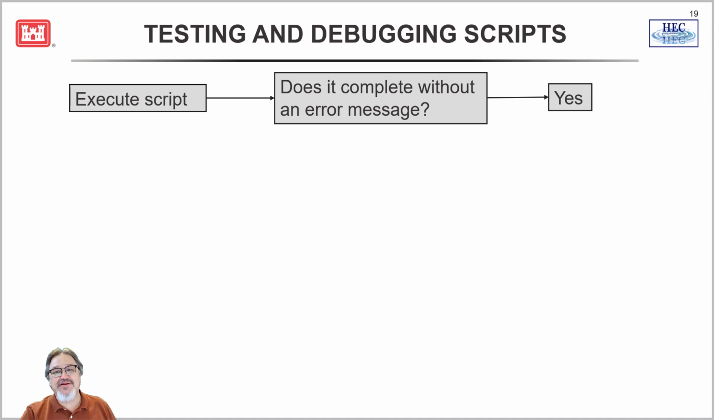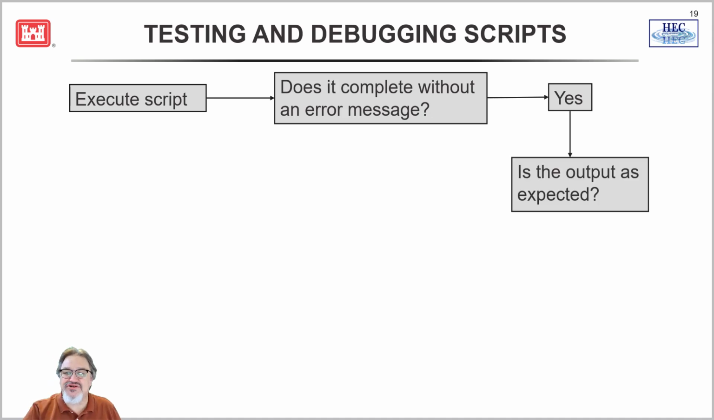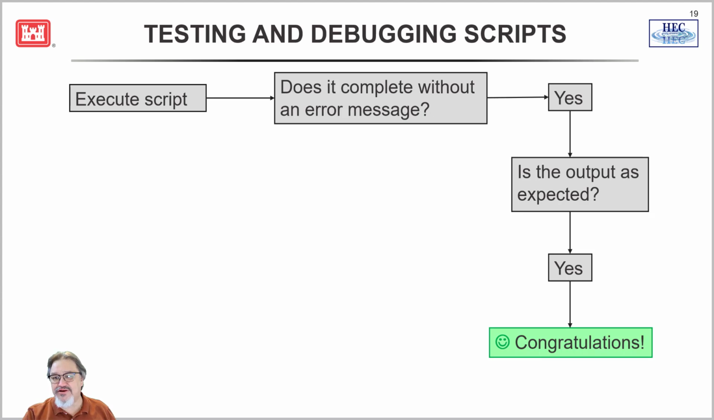If it does, you're not out of the woods yet, because there is still the question: did it do what we wanted it to do? Did it generate the correct plot? Did it generate the correct records in the DSS file? Sometimes that can be the most difficult part of the process, depending on what the script is about. So if it completed without an error message and the expected output is what you want, congratulations, you are done with this script. You have completed it successfully.